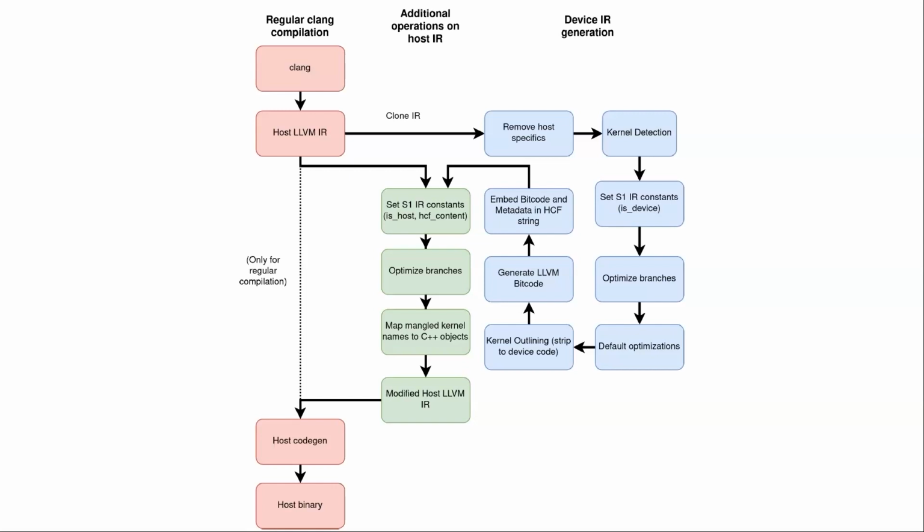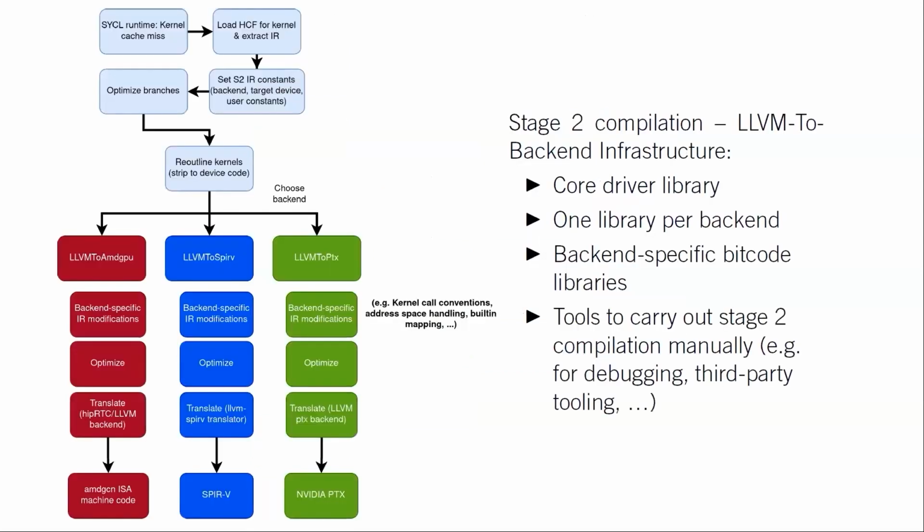And then on the host side, we configure the code to be host code. And then ultimately, again, we embed that device code inside the host code so that we again have a fat binary. So this is what our stage 2 compilation workflow looks like.